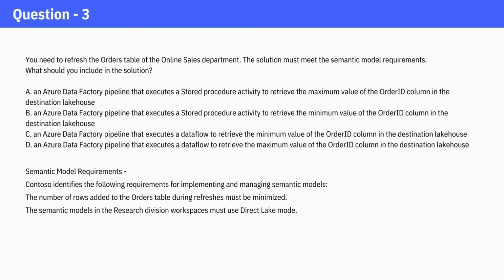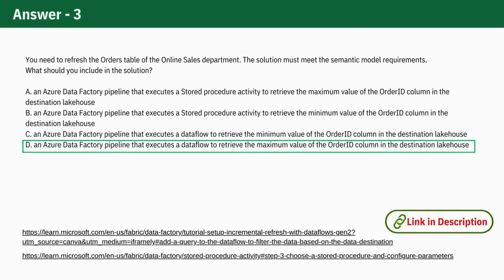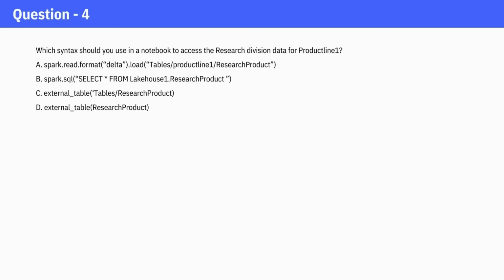Firstly, options B and C talk about the minimum value, so those two options are ruled out. In option A, a stored procedure does not return a value, so the correct answer is D. There is a detailed explanation about incremental loads in the Microsoft documentation, which I will link in the description box for your reference. Now, let's move on to the last question for this case study.